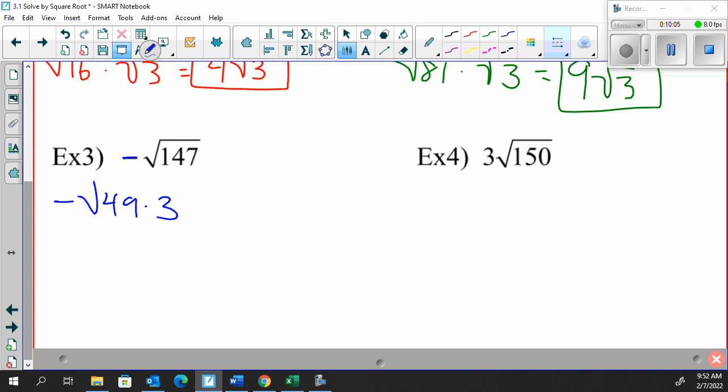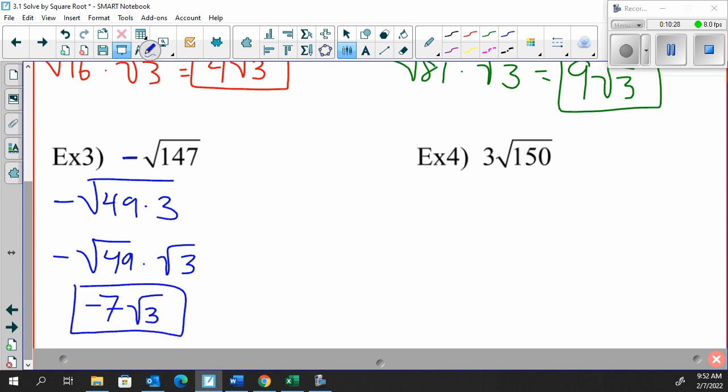Remember, if you can't get those numbers, just do 147 divided by perfect squares until one of them works. Split it up. Notice how the negative sign is still just in front. Nothing changed. Square root of 49 is 7 root 3, and there's a negative in front. And that's it. That's all it is. The negative sign just stayed in front the whole time, didn't really do anything, because it's a negative number. Yep. Don't let it scare you. It's just negative. Doesn't really change anything.